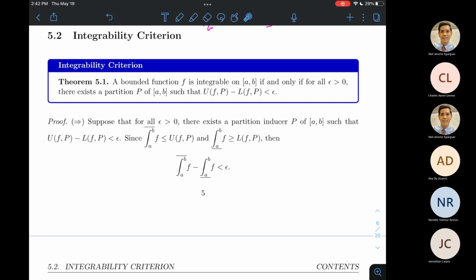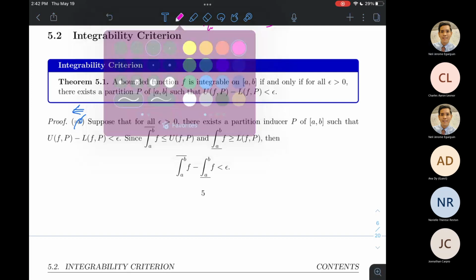Okay? But before we can use this, kailangan i-prove muna natin siya. And this is an if and only if statement. So the proof is twofold, okay, or two parts. So simulan natin dun sa mas madaling part, okay? Ang una nating ipoprove ay yung pakabila. So may typo ulit dyan. So actually marami akong typo na na-discuss.